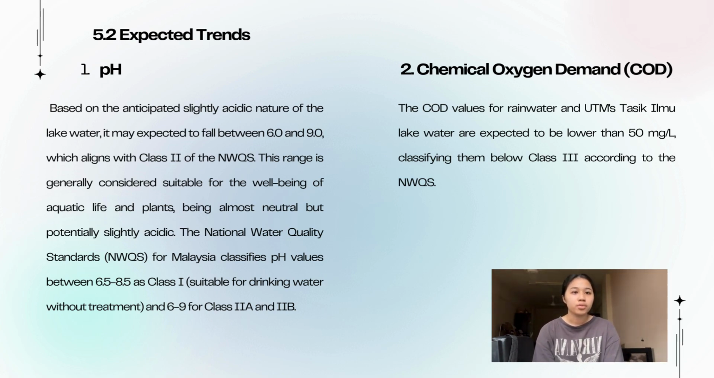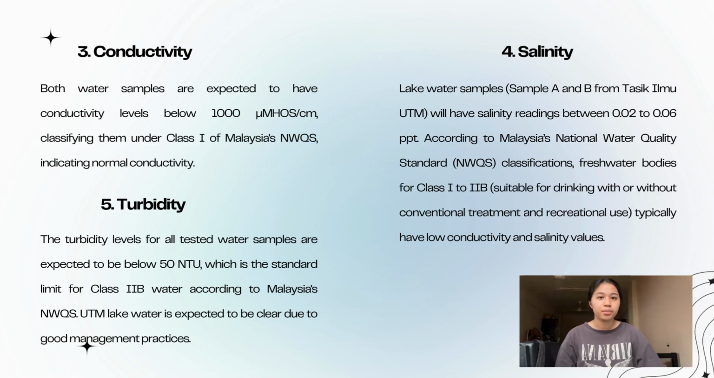So for COD, we expect the value to be lower than 50 milligram per liter, classifying them below class 3 according to national water quality standards. For conductivity, both water samples are expected to have conductivity levels below 1000 microsiemens per centimeter, classifying them under class 1 of Malaysia national water quality standard.